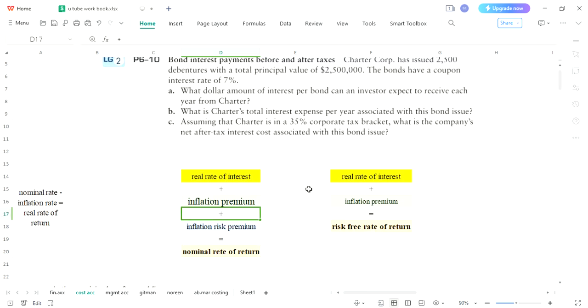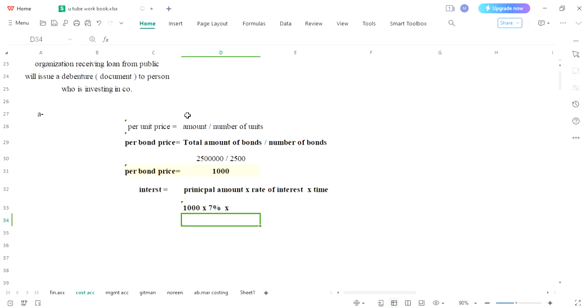For how much time do we need to calculate? Each year, we receive each year. So here, how many years? Each means 1. So in this way you have completed your formula. Now you can put this on your calculator. Multiply by 7%. 7% means 7 divided by 100, so you can write 0.07 and then again multiply by 1.